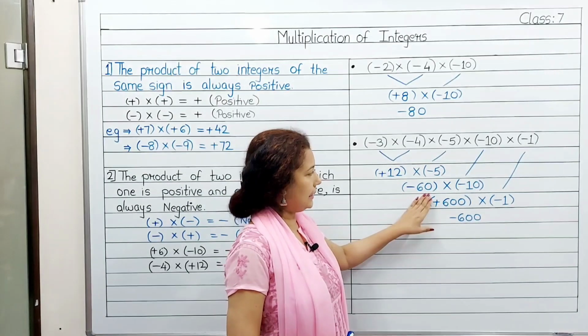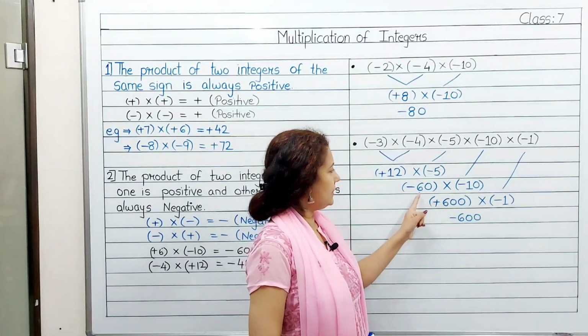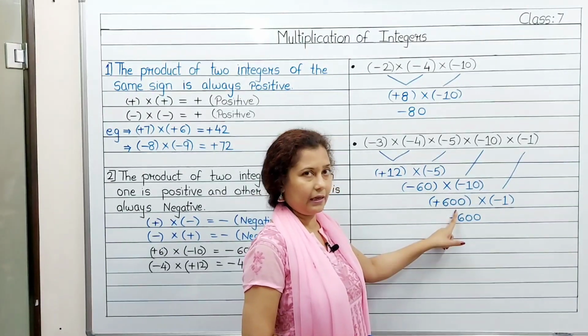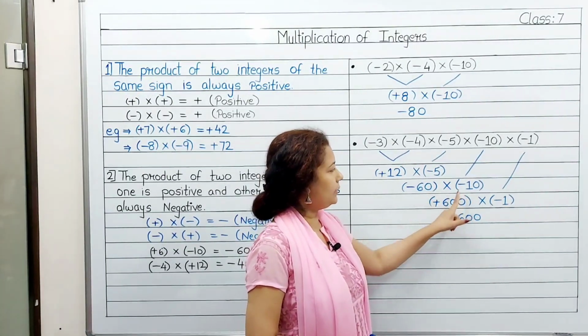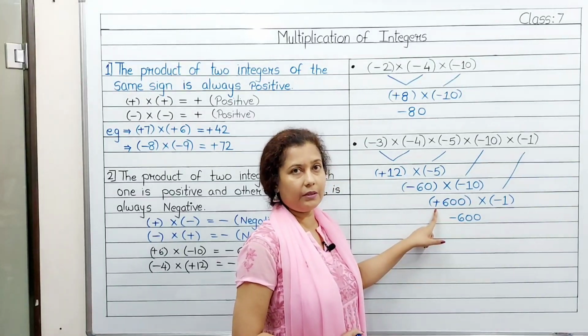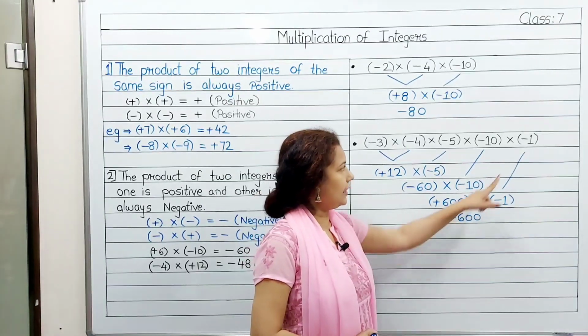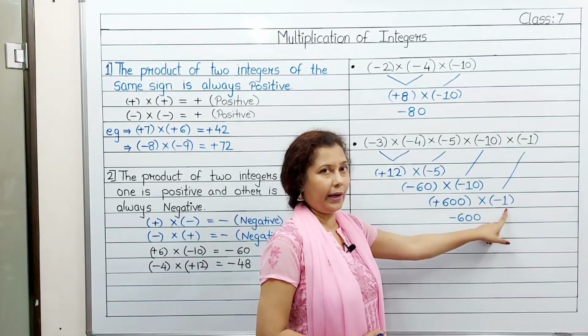So here minus 60. Minus 60 into minus 10. 60 into 10 is 600. Both the integers are negative, same sign. So we will get a positive product. So here plus 600. Plus 600 into minus 1.